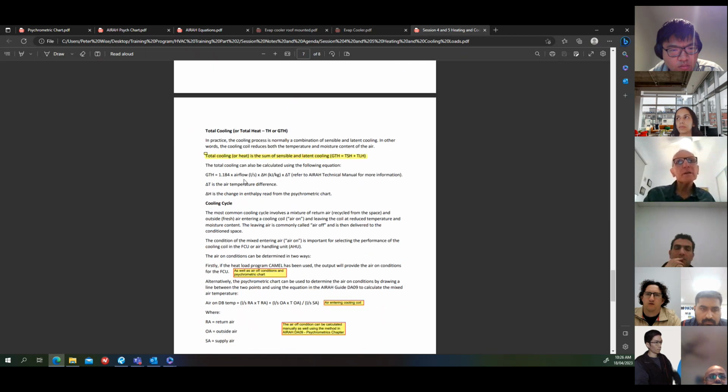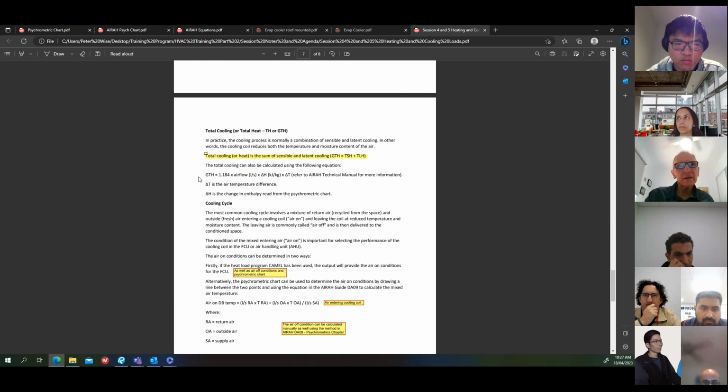Now, total cooling is basically the sum of the latent and sensible cooling loads. So the grand total heat is TSH plus TLH. That's common terminology, which you'll probably see in Camel. So once you've worked out the sensible heat and the latent heat, you can just add those together and you get the total.